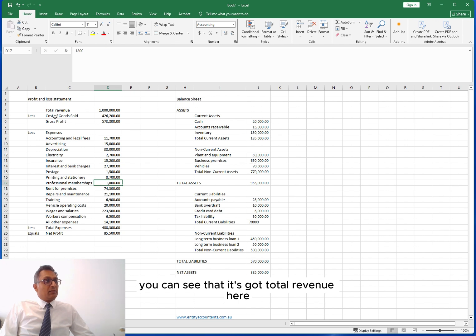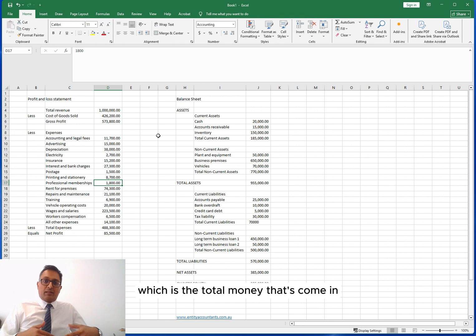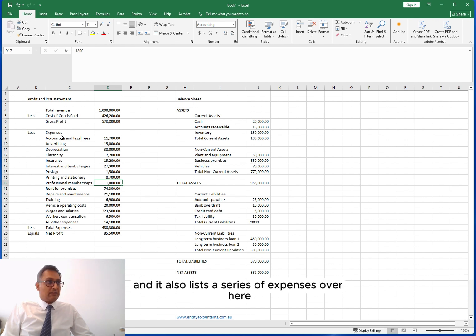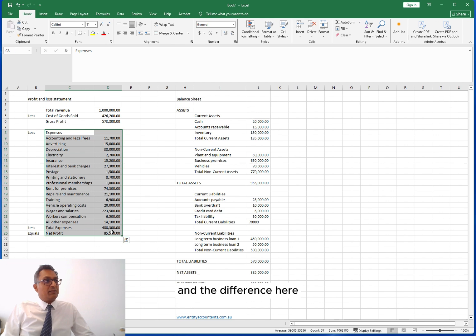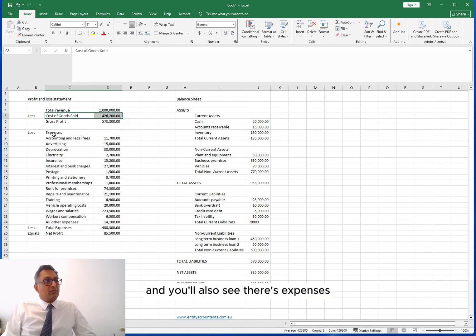You can see that it's got total revenue here, which is the total money that's come in, that's been earned from sales. It's got a line for cost of goods sold, and a line for gross profits, and it also lists a series of expenses over here. So what you'll typically be looking at is that breakdown of revenue and expenses. And you'll see that there's cost of goods sold, and you'll also see there's expenses.